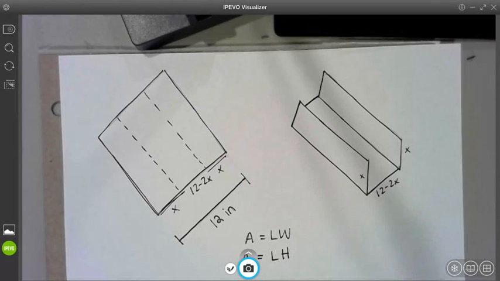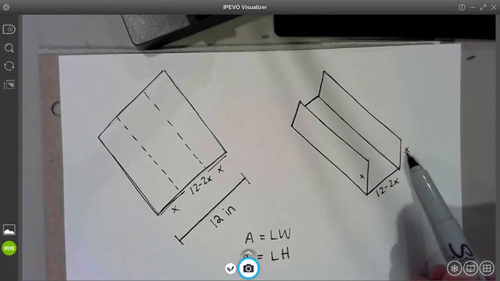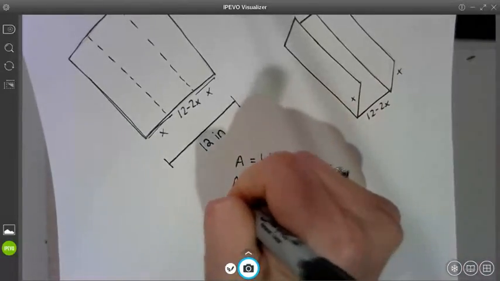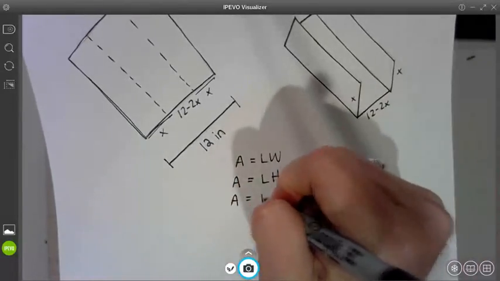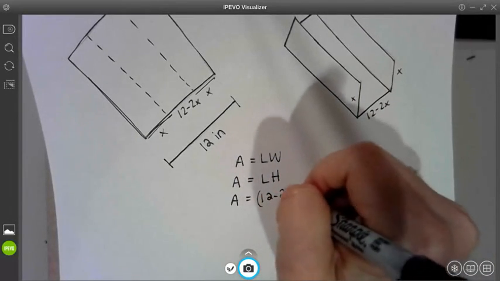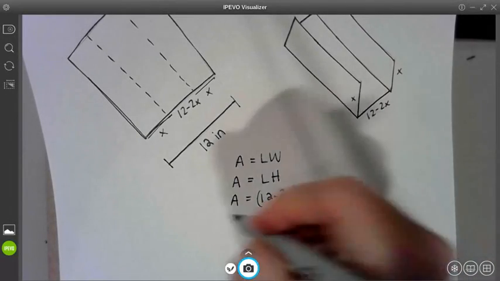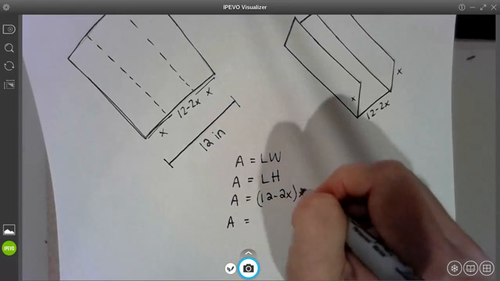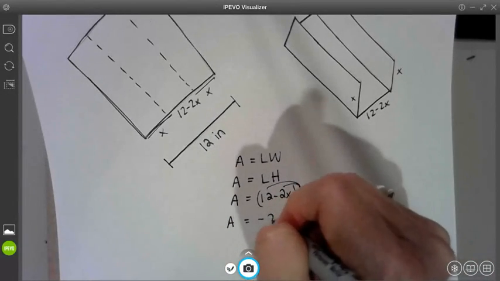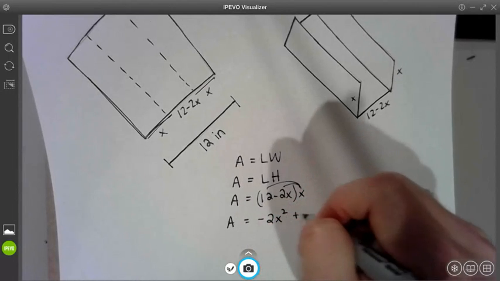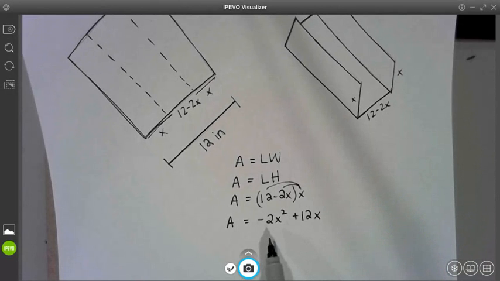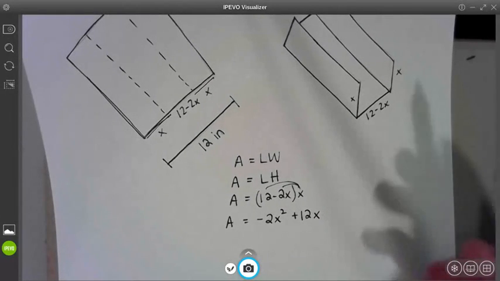Okay, so we have to be all in terms of one variable. I can now rewrite the length and the height in terms of x. So now the area of this cross section will be equal to 12 minus 2x times x, which if I clean that up, I'm just going to backwards distribute here and rearrange, area will equal negative 2x squared plus 12x. All right, so now we have an equation that will find the area of this cross section.